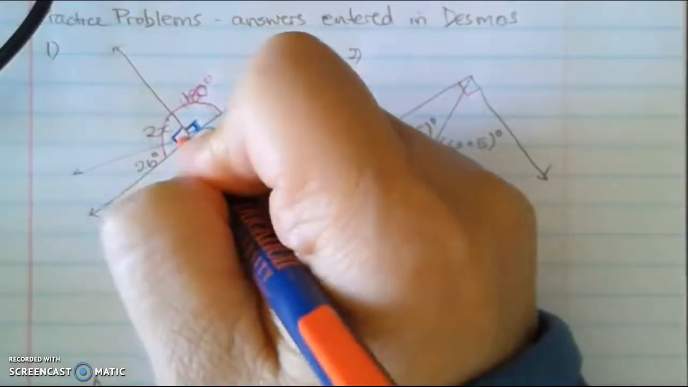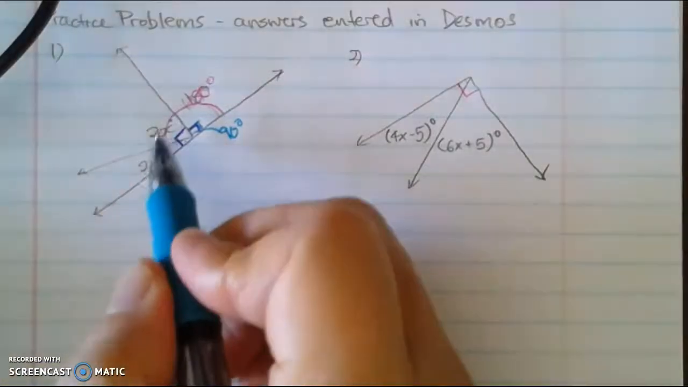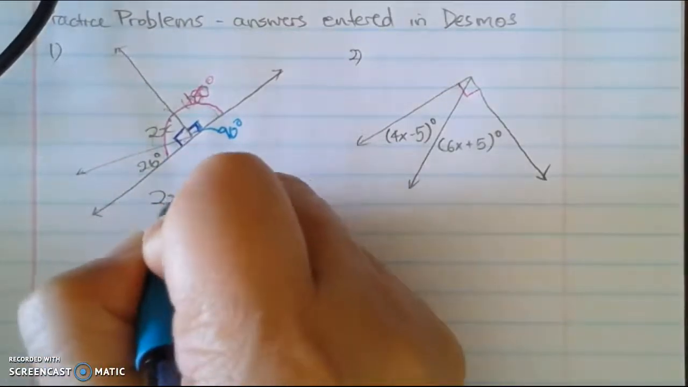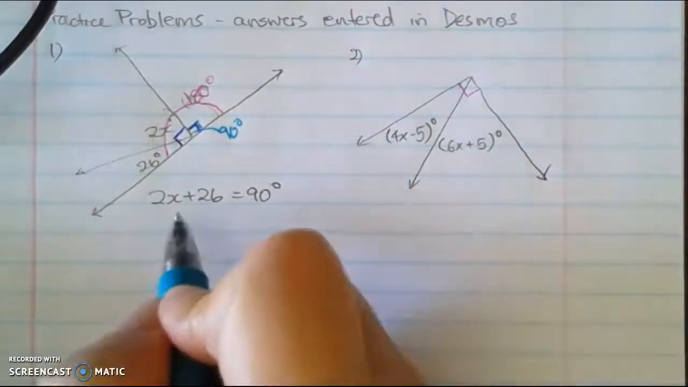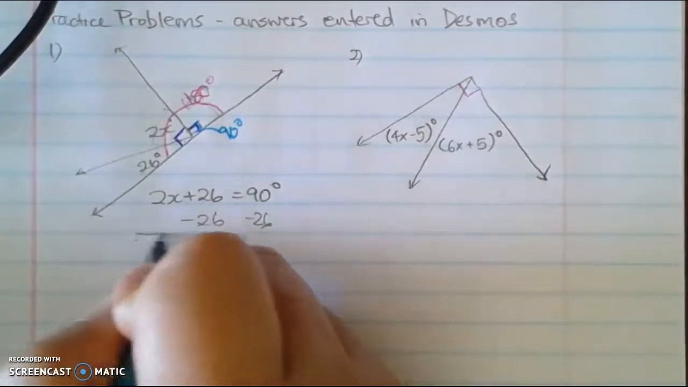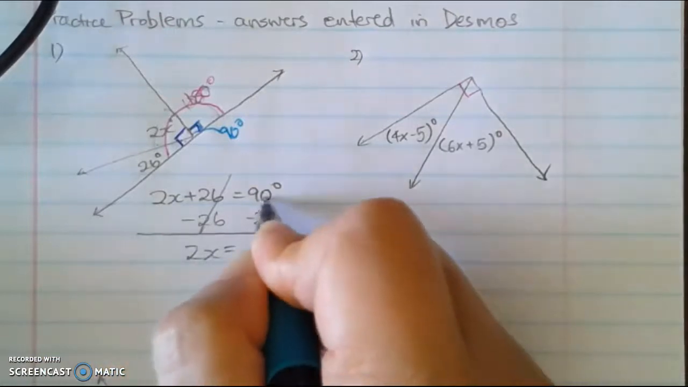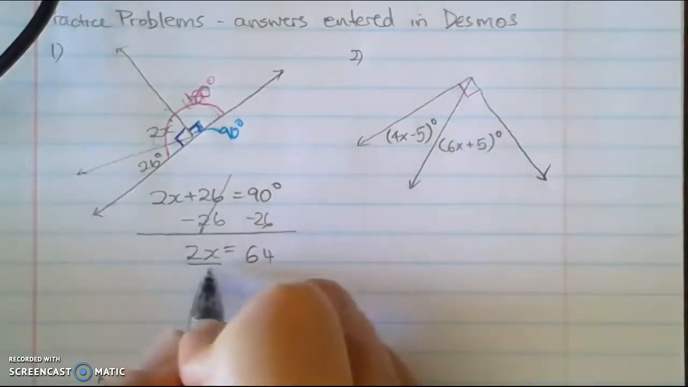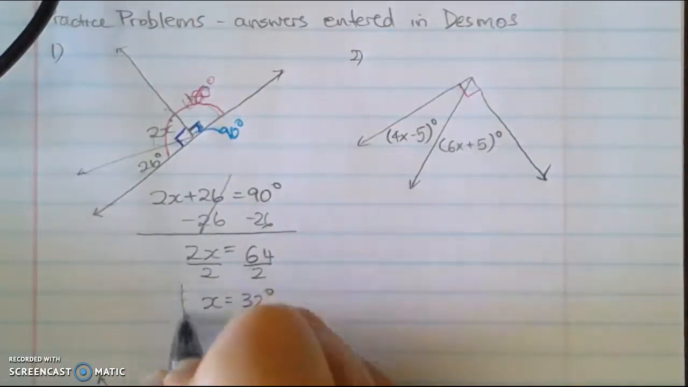This has to be 90 because 90 plus 90 is 180 degrees. So that means that 2x plus 26, these two angles are complementary. So 2x plus 26 has to be 90 degrees also. So then you subtract 26 from both sides, and you are left with 2x is equal to 64. Then from here, you're dividing both sides by 2, and you get x is 32 degrees.